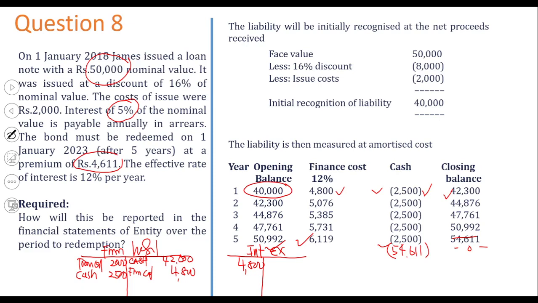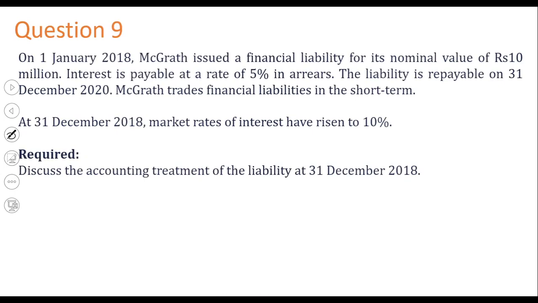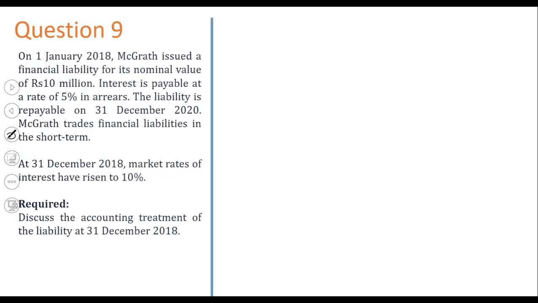Right. So this is amortized cost financial liability. On 1st January 2018, McGrath issued a financial liability for its nominal value of 10 million. Interest is payable at a rate of 5% in arrears. The liability is repayable on 31st December 2020. McGrath trades the financial liability in the short term. Then at 31st December 2018, market rates of interest have risen to 10%. This is what they call a fair value through P&L financial liability.